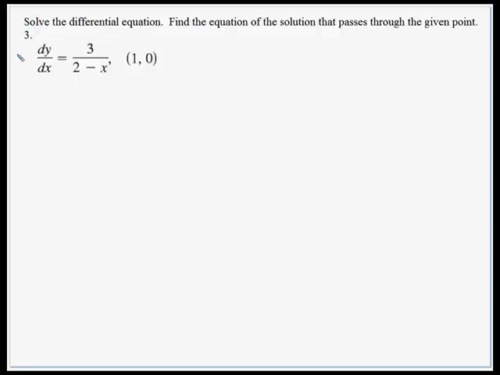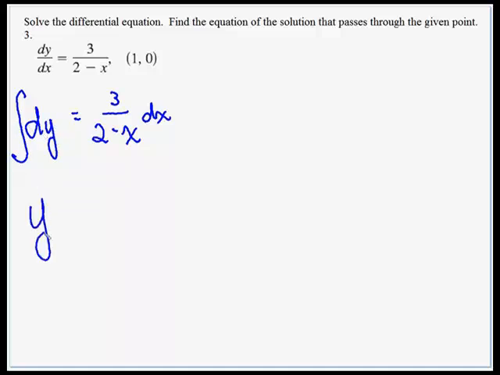This third one, they're just asking us the question in a different way. Solve the differential equation. Find the equation of the line that passes through the given point. So here's our differential equation, dy/dx equals. If we multiply both sides by dx, we get dy equals 3 over 2 minus x dx. And if we integrate the left side, the integral of dy is going to be y equals, and then we'll have the indefinite integral of 3 over 2 minus x dx.